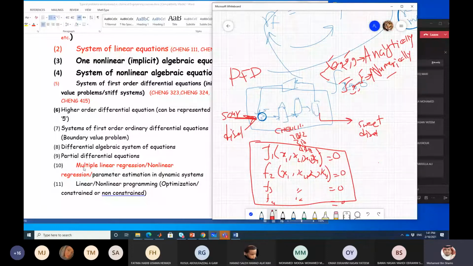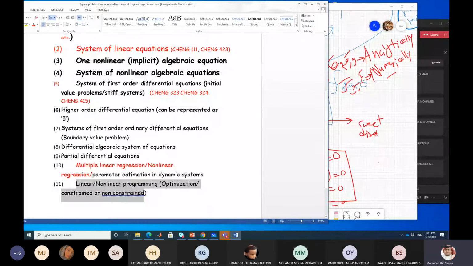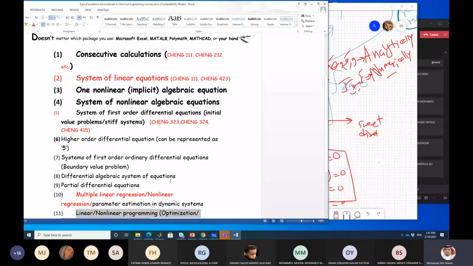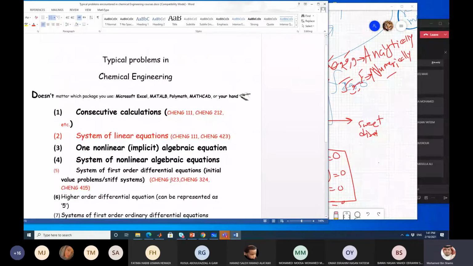Of course we have linear and nonlinear programming. I have offered before a special topic in this subject, linear and nonlinear programming. However, it is also already embedded in high system with Aspen Plus, not explicitly, but for the background it is there. So you can see this is all the type of problems, and it's very important.